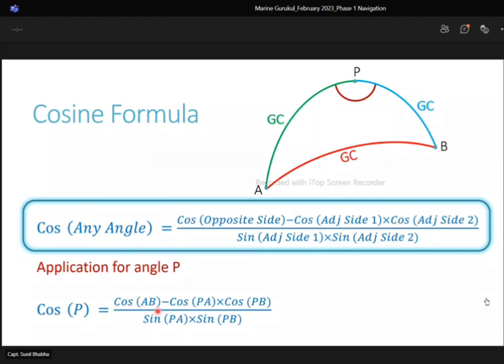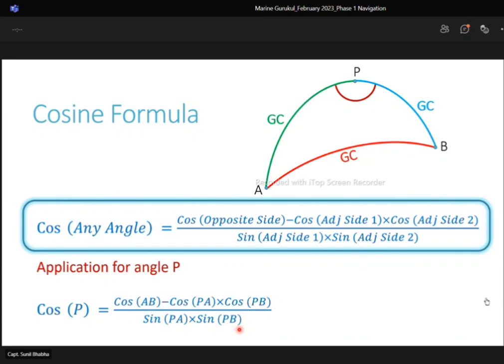You can see AB is the opposite side to this angle P, minus cos of PA. You can see PA is the first adjacent side, multiplied by cos of PB. You can see PB is the second adjacent side to this particular angle, whole divided by sine of PA, that is adjacent side 1, multiplied by sine of PB, that is adjacent side 2. So cos of any angle is equal to cos of opposite side minus cos of adjacent side 1 multiplied by cos of adjacent side 2, whole divided by sine of adjacent side 1 multiplied by sine of adjacent side 2. So that is the application of the cosine formula.